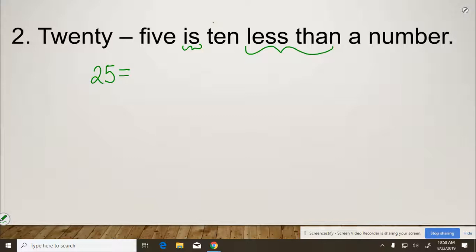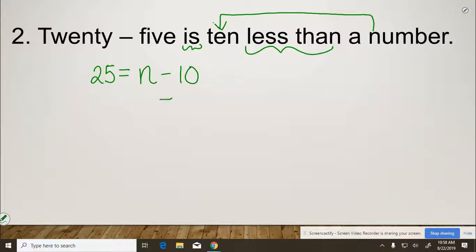So if I say I want to do 10 less than some number, say it's 10 less than 15, I wouldn't do 10 minus 15. That would give me negative 5. I would do 15 minus 10 to get positive 5. So we have to turn it around and do a number minus 10. Whenever you see that word, flip it around. All right, so now I have 25 equals n minus 10.